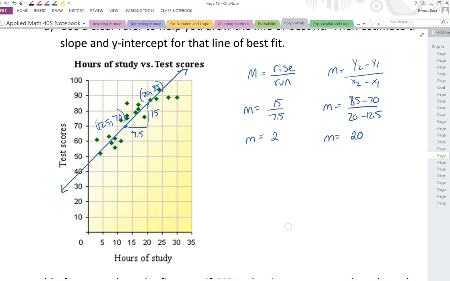Now, y-intercept, your y-intercept is where it crosses the y-axis, so in this case, this is approximately about 45.